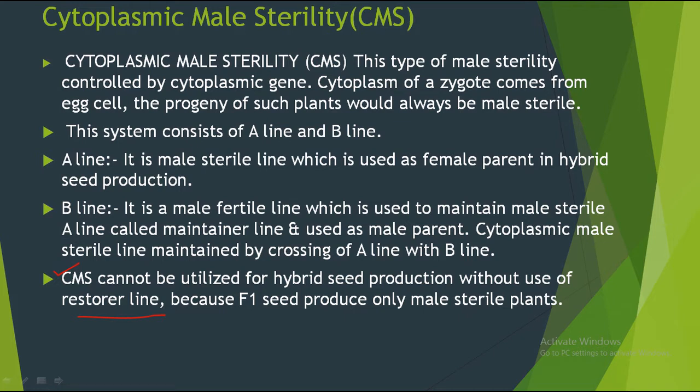So why do F1 seeds produce only male sterile plants? As the mother cytoplasm gets transferred to the F1. So if the mother cytoplasm is sterile, then the F1 will be sterile. So every time, the F1 that are produced from the cytoplasmic sterile mother will be sterile plants.